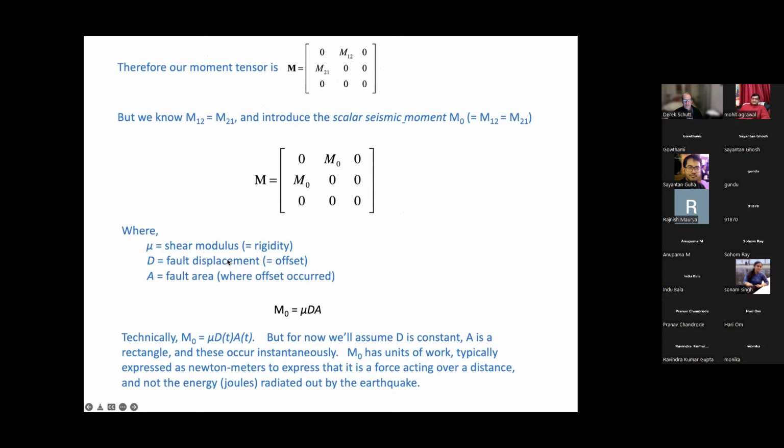And M naught is the shear modulus or the rigidity of the Earth times the fault displacement times the fault area. So technically, the fault displacement varies with time, the fault area varies with time, and it varies in shape. But for now, we will assume that D is constant, A is a rectangle, and these both occur instantaneously. M naught has units of work, typically expressed as Newton meters, to express that it's a force acting over a distance and not the energy radiated out by the earthquake.